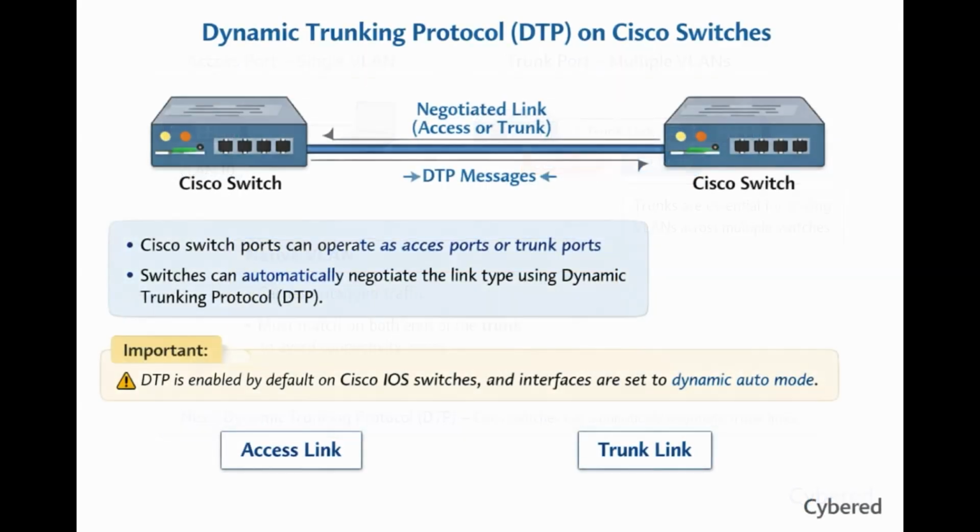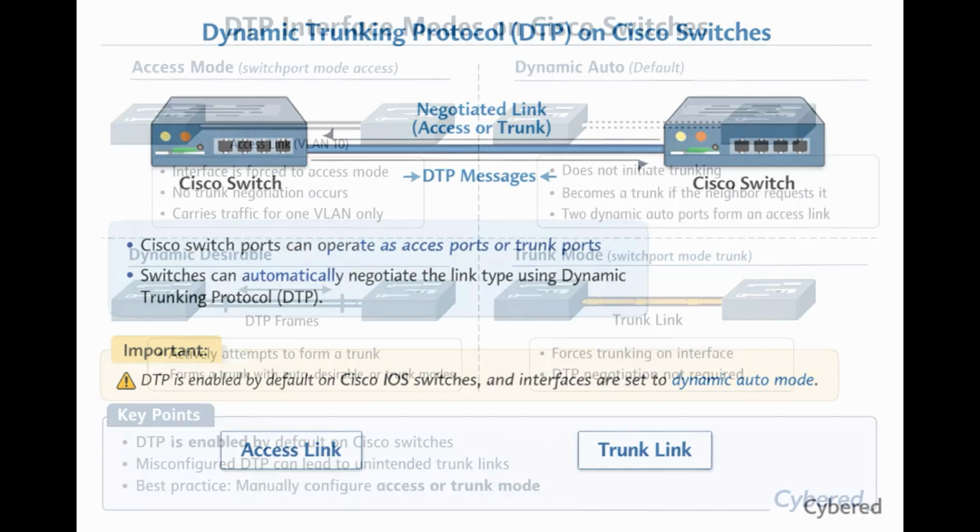So DTP, Dynamic Trunking Protocol. Cisco switch ports can operate as access ports or trunk ports, but they can also negotiate their role with neighboring switches. This negotiation is handled by Dynamic Trunking Protocol. DTP is enabled by default on Cisco IOS switches, with interfaces set to dynamic auto mode.